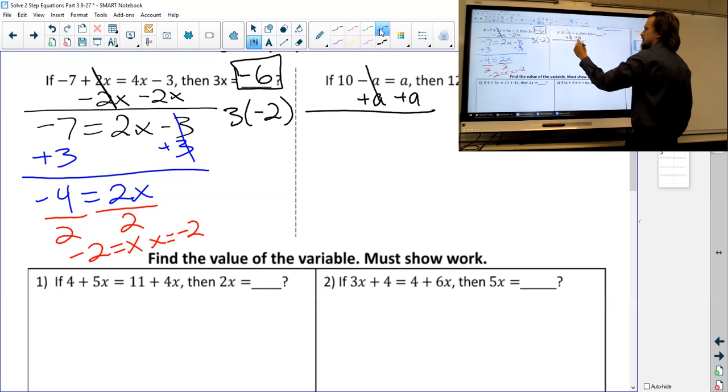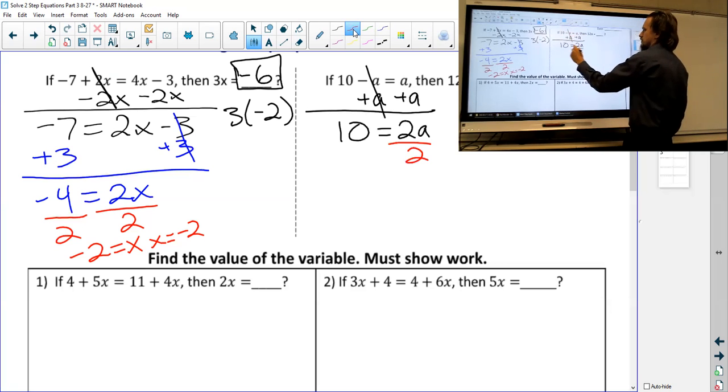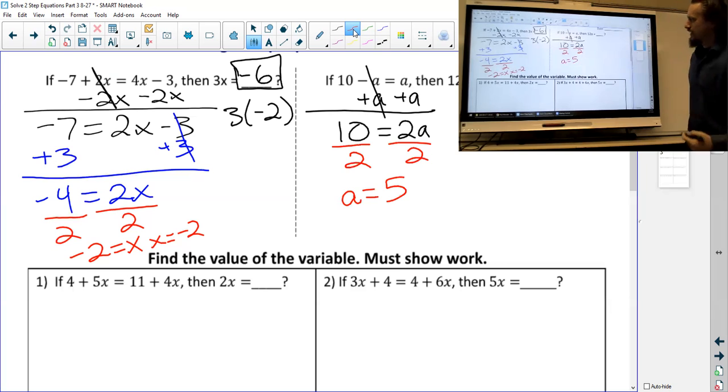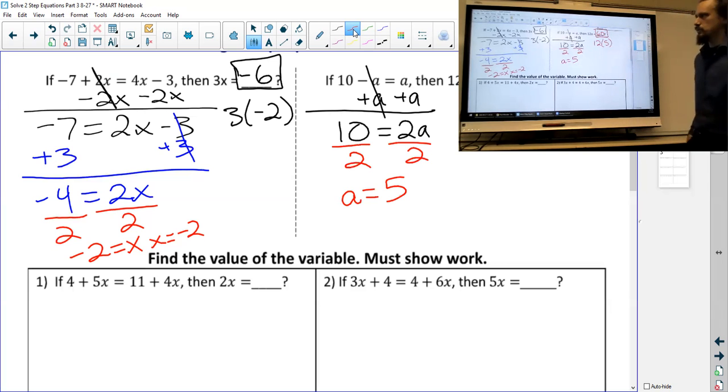And then we end up with not even a two-step equation because we just have 10 left over here. A plus a is 2a. And then 2 times what is 10? Or divide both sides by 2 if you really want to show all your work. We get a equals 5. And if a equals 5, then we can do 12a by saying what is 12 times 5, which gives us 60. There you go. So it's not always going to be a two-step equation at the end. It just depends on what you were left with.